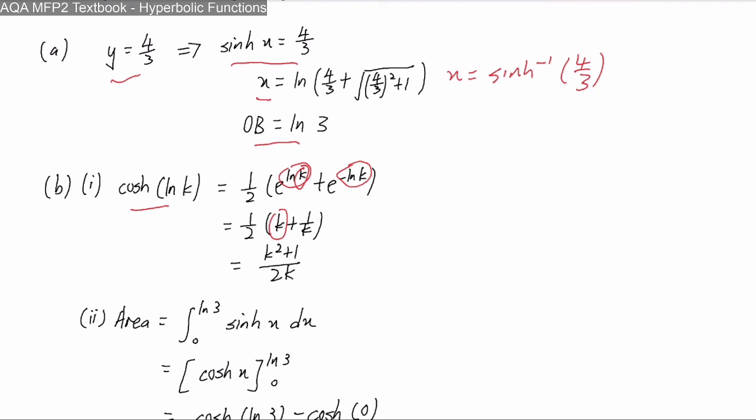For e to the power of negative ln k, you can write that as 1 over e to the power of ln k, which will give 1 over k. The next step is obtained when we tidy up the terms, with the k and 1 over k together. We just add them together and make them into a single fraction. So this is what we do to prove part 1.